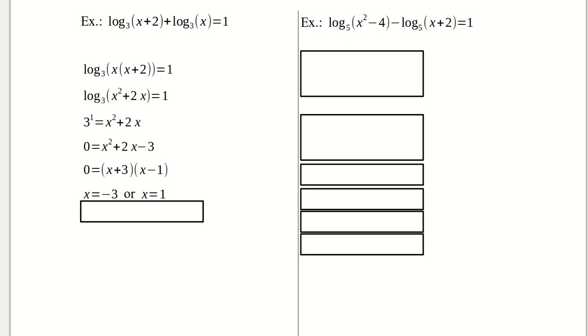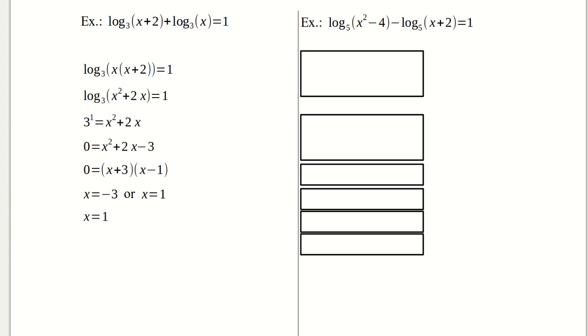Now when I plug in the 1, I'm taking the log of a positive number. But when I plug in the -3, I'm taking the log of a negative number. And that'll give me a complex answer, and we want to avoid those. So we're going to throw out that solution and say that x is 1.